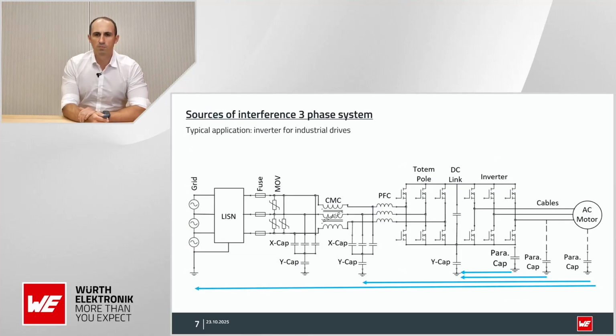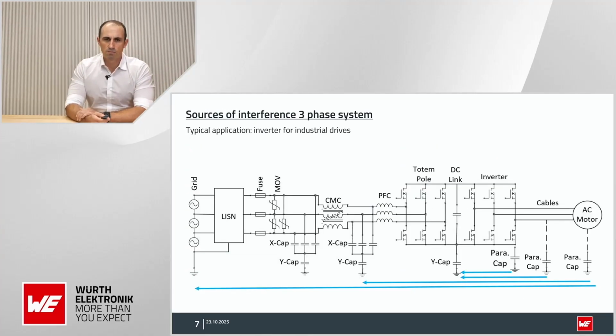Here we see a typical application. Let's say a three-phase PFC, a totem pole PFC with a DC link, an inverter, and an AC motor with three phases. You will see here the differential mode current path between the phases. This we can fight with the stray inductance of the common mode choke and the X capacitors. And to fight the common mode currents, we will use the Y capacitors and the main inductance of the common mode choke.